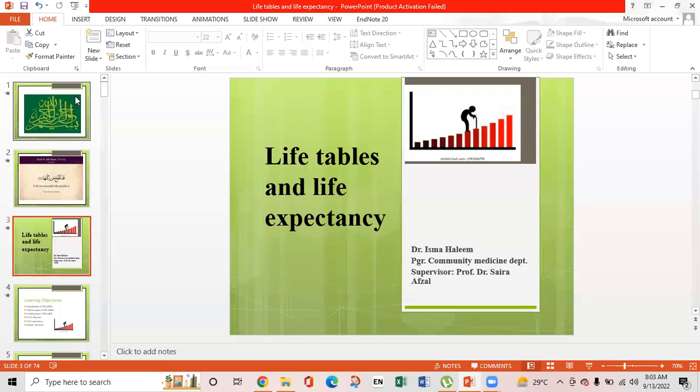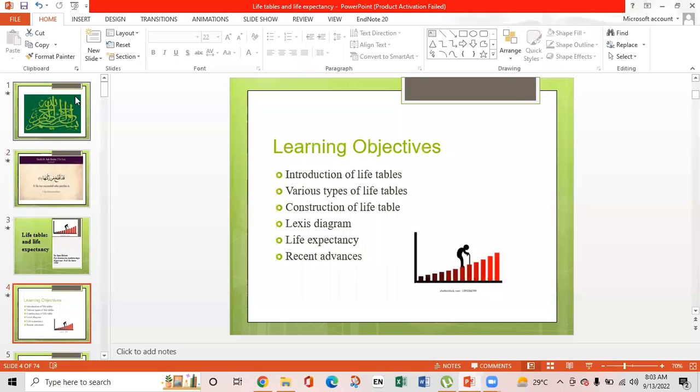Today the topic of my presentation is life tables and life expectancy, and I'm presenting it under the supervision of my professor Dr. Saira Afzal. Learning objectives are introduction of life tables, various types of life tables, construction of life tables, Lexis diagram, life expectancy, and recent advances in that.